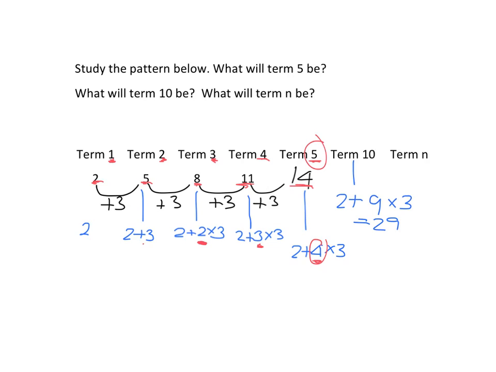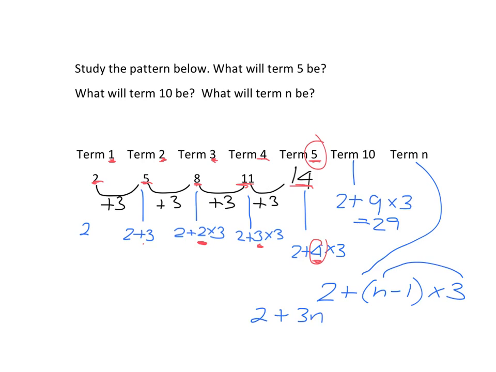So we can then write that algebraically. What will term number n be? Well, for any one, you say 2 plus, and you take 1 less than the number, so it's n minus 1 multiplied by 3. We can sort out this algebra a little bit. It's not terribly important to do so, but let's just have a look. 2 plus 3 times n is 3n. 3 times minus 1 is minus 3. And 2 minus 3 is minus 1. So we've got 3n minus 1 is our term.